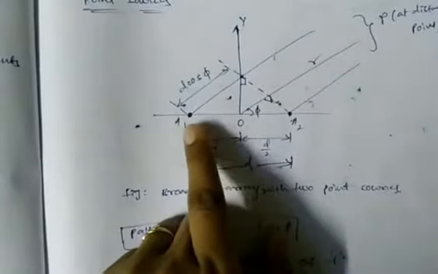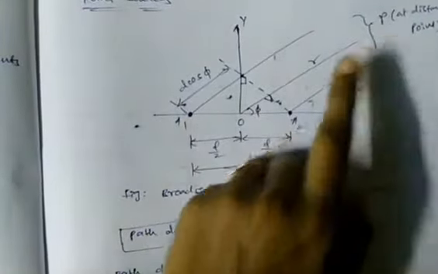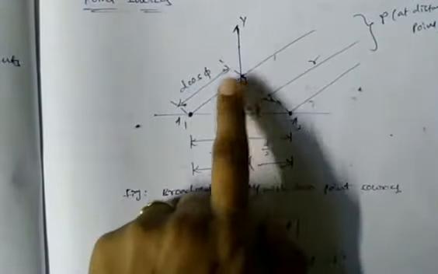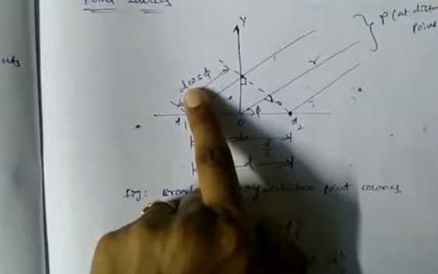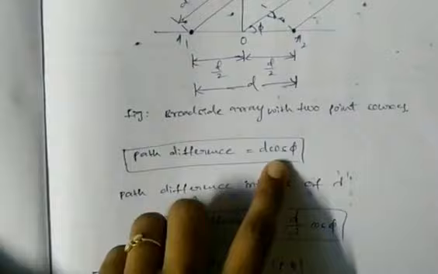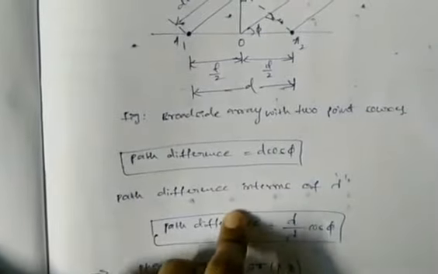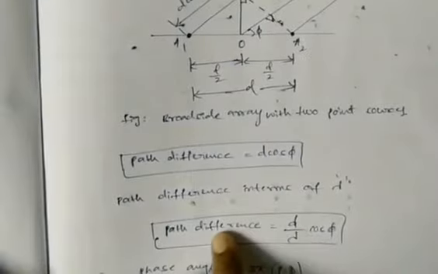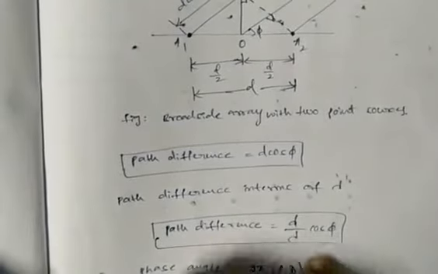So coming to the A1 to P wave propagation, the wave must travel an extra distance here. That distance is known as the path difference. So here we have a formula: path difference is d cos phi. Here we are calculating the path difference in terms of lambda, that is d by lambda cos phi.